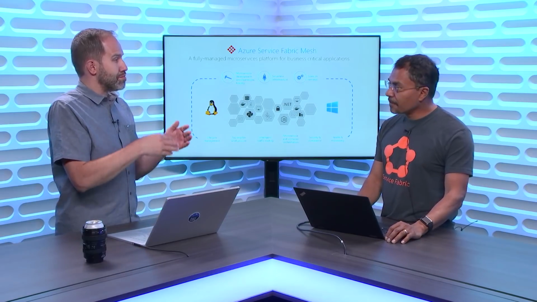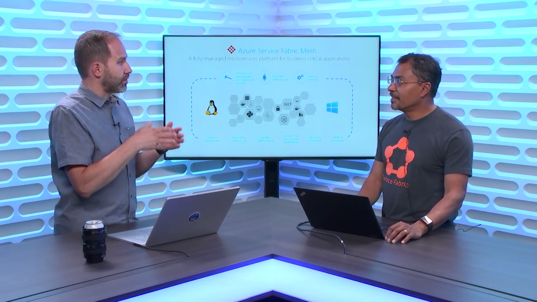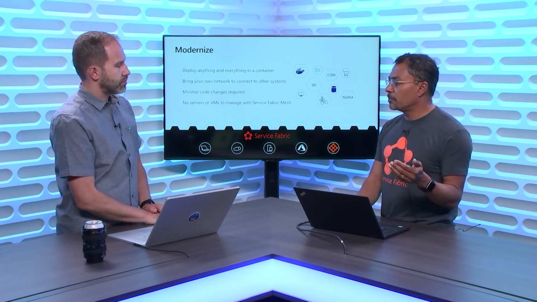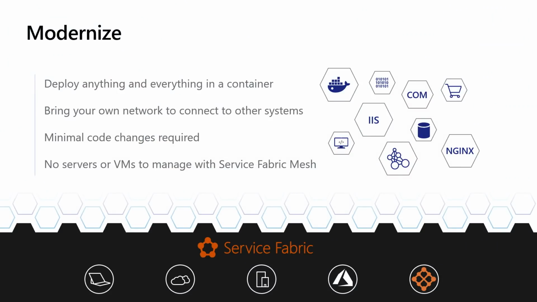Right. And Service Fabric Mesh is different from Service Fabric in that I don't have to think about a lot of the administration, the administrivia, it's handled for me. Correct. So it can also be used for the same things we use Service Fabric for. It can be used for modernization of your born-in-the-cloud applications. You can bring your own network to connect to other Azure networks and so forth. And with minimal changes, you can put it into Service Fabric Mesh.